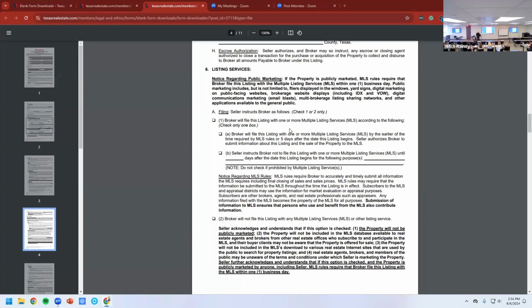All right, paragraph 6 is the listing services. This very first paragraph that's bolded goes right back to clear cooperation. Notice regarding public marketing: if the property is publicly marketed, MLS rules require that the broker file this listing with the multiple listing service within 1 business day. Public marketing includes, but is not limited to, flyers displayed in windows, yard signs, digital marketing, public-facing websites, social media, and so on. And that's for us and the seller. If they start publicly marketing their property, we have to have it on the MLS. We can have it on the MLS as coming soon. That's what they did for us.